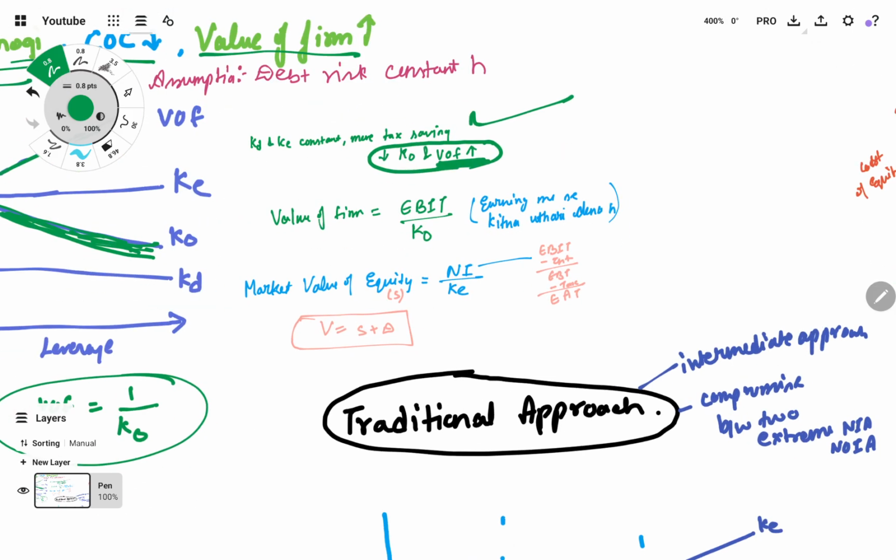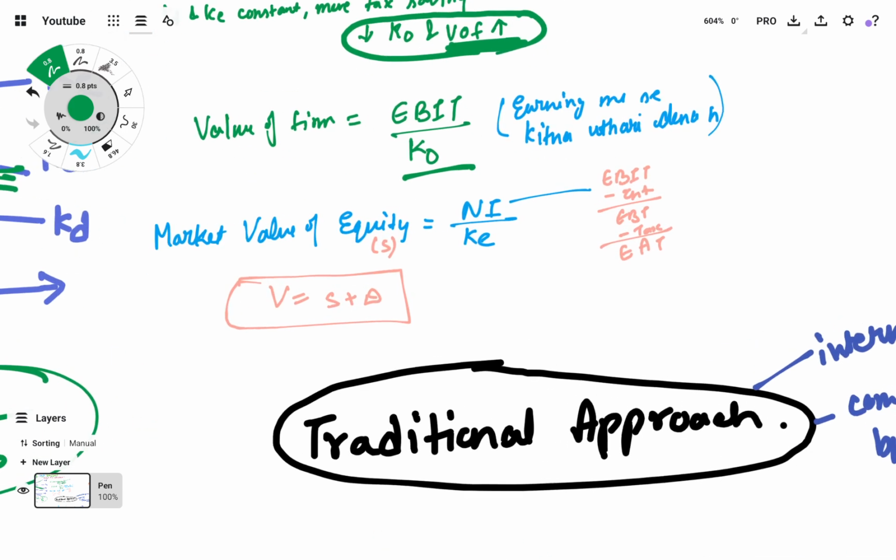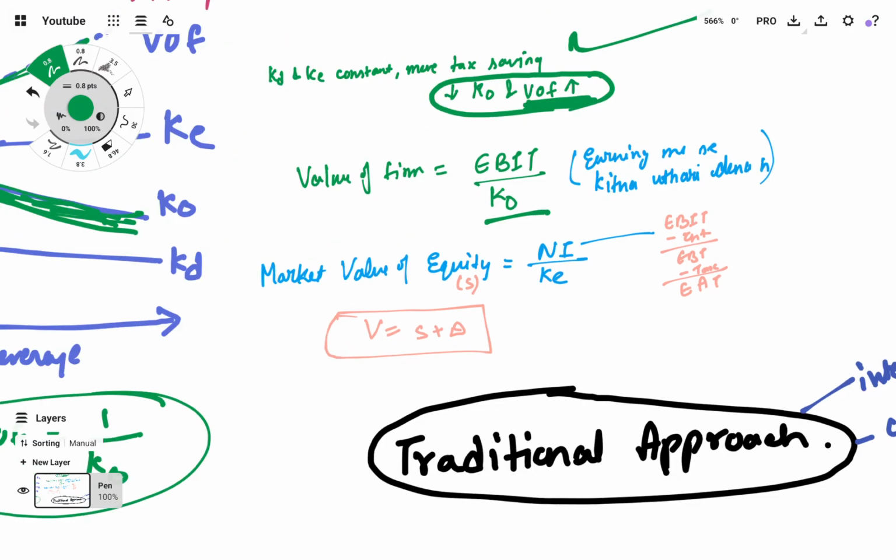Now what is the formula? In exams you may face numerical questions. So what is the formula? Value of firm is equal to EBIT divided by cost of equity. What does it mean? That out of whatever you are earning, how much you have to pay for the credit you took, that much you have to pay. It is like that only. Okay, how much cost you have incurred.